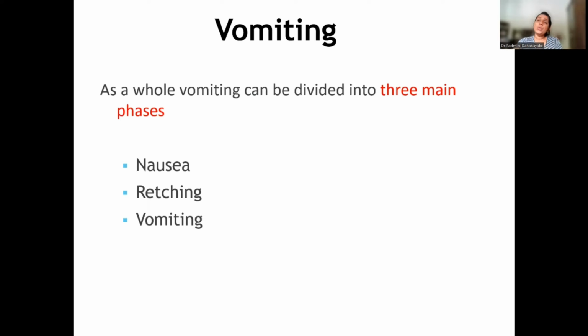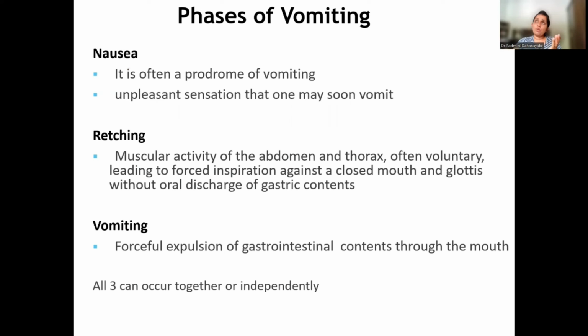Okay. So now it's clear. Now you have learned the whole vomiting process, the vomiting reflex. As a whole, vomiting can be divided into three main phases: nausea, retching, and vomiting. Remember, nausea is often a prodrome of vomiting. That is a signal that you are about to vomit. It is an unpleasant sensation that one may soon vomit.